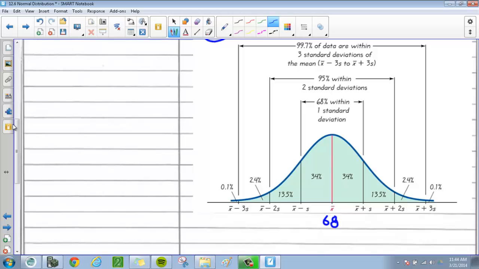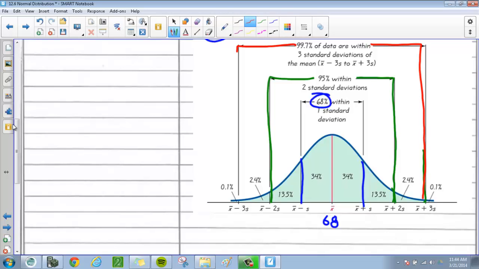And you'll notice that within one standard deviation from the mean, 68% of the population will be within that one standard deviation. Okay? Within 2 standard deviations, from here to here, 95% of the population is within 2 standard deviations of the mean, as long as that data is normally distributed. And lastly, within 3 standard deviations, almost all the data is within 3 standard deviations from the mean. Look at this, 99.7% of the data is within 3 standard deviations of the mean.